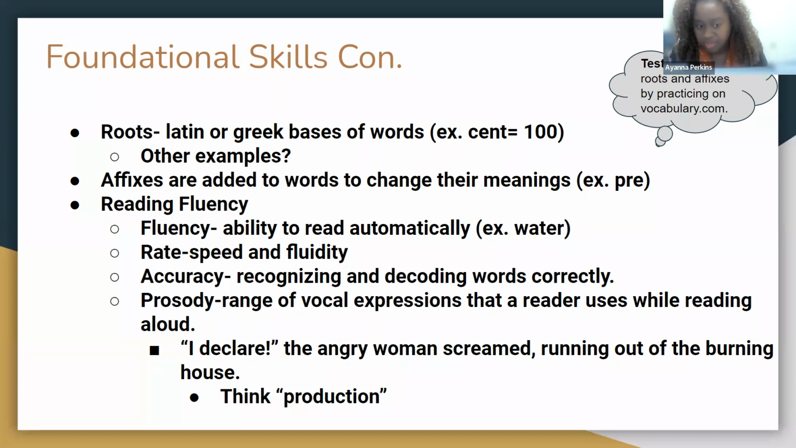Rebecca, I saw you unmute. Did you have a question? No, ma'am, I muted for just a second.